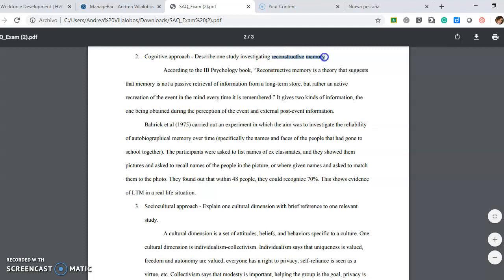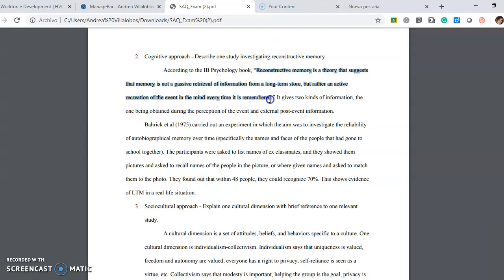So the first thing you have to do is define reconstructive memory. In this case, this was an open book, so we have a quote. But those are some of the main topics you need to understand, so you can put it in your own words for the real IB exam.